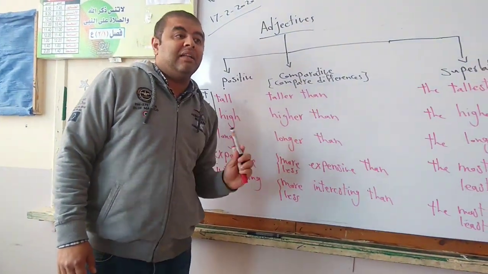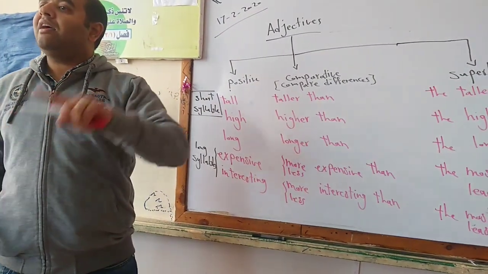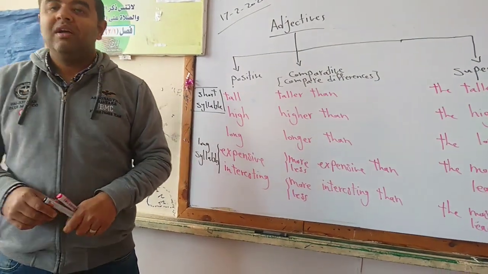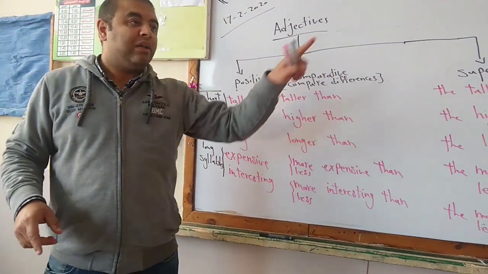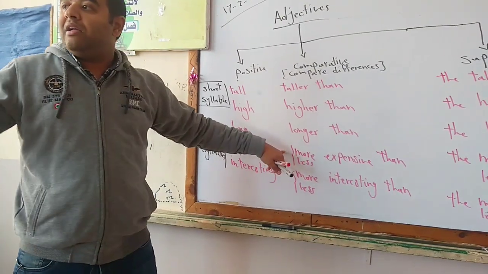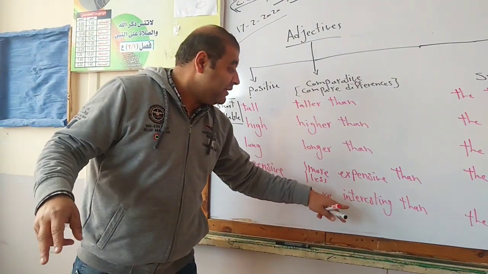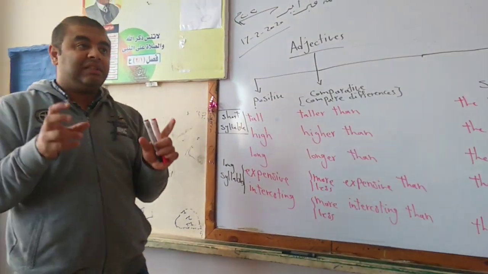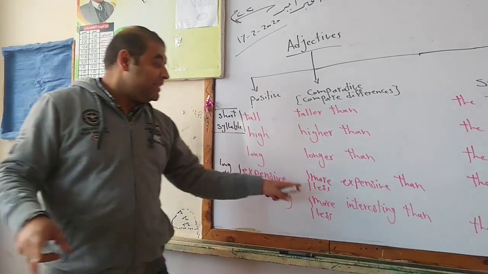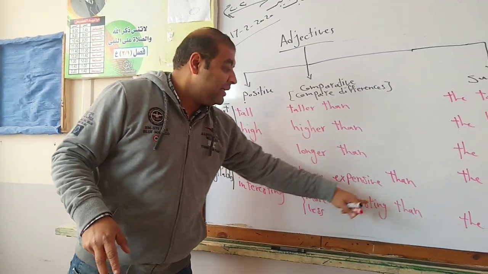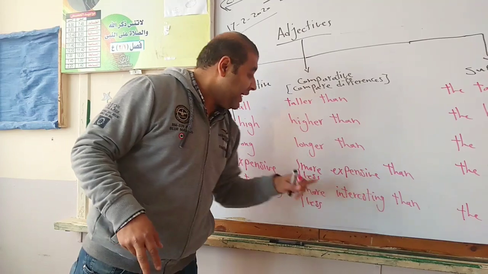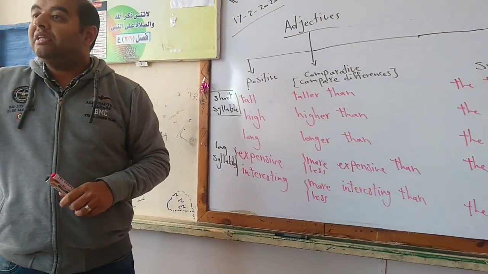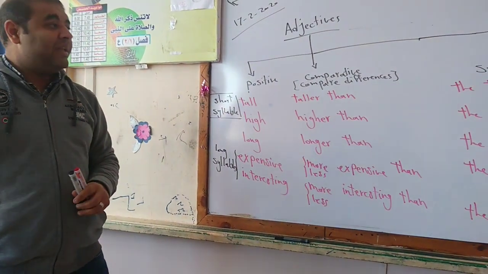The word higher than. This building is higher than that building. Okay, longer than. This street is longer than that one. The long syllable adjectives like expensive and interesting, in this case, we use more than. We put the adjective between more and than, or less and than. More interesting than, less interesting than, more expensive than, less expensive than, more crowded than, less crowded than.